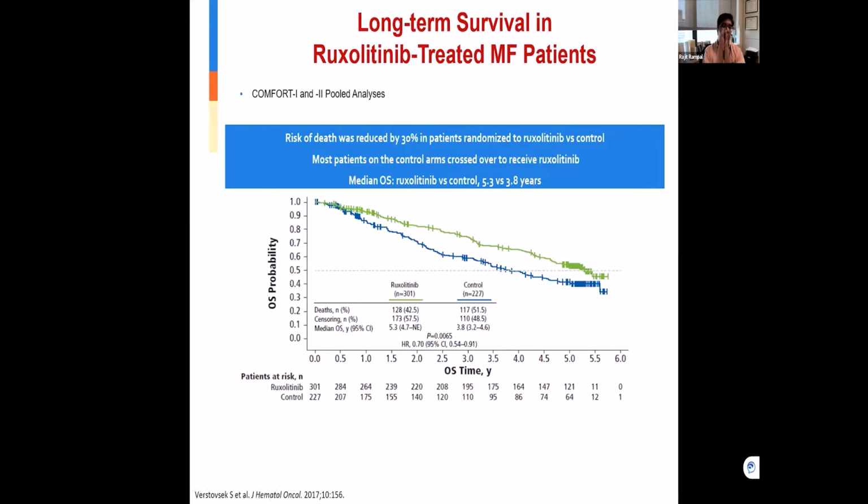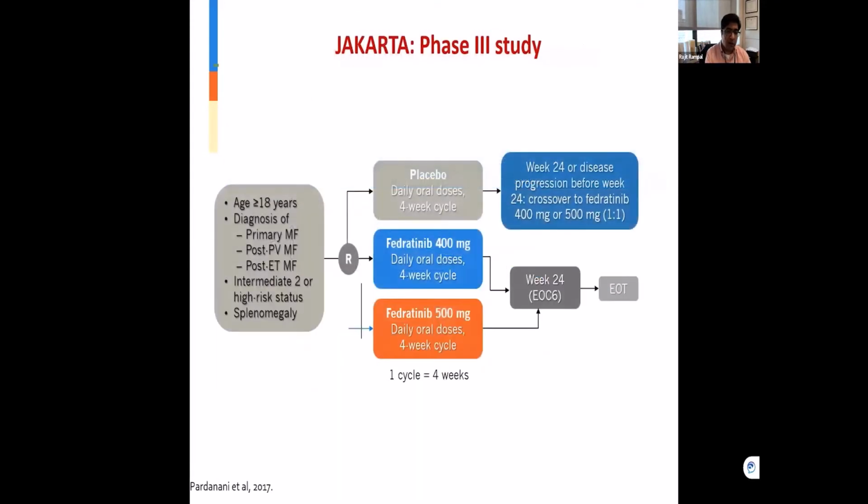So we come back to the central idea that I talked about at the very beginning. We want people to live longer, we want them to live better. And clearly we've gotten somewhere with our JAK inhibitor therapies. Other JAK inhibitors are improved.